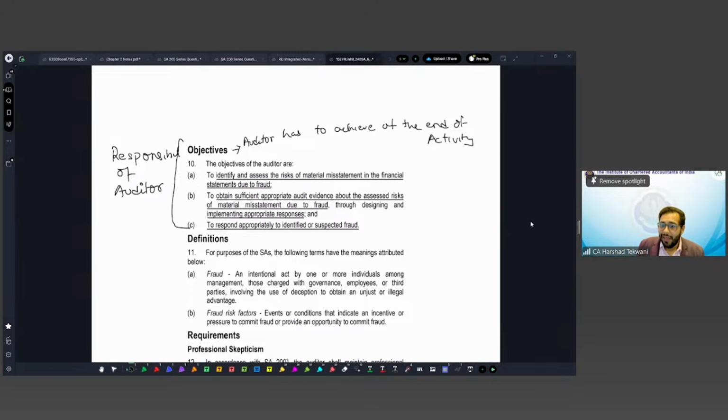Now to identify, you will do something. To obtain, you will do something, and to respond, you will do something. And that we are understanding as of now. So first, to identify and assess the risk of material misstatement. To identify, as I told you, when you start the audit, what you will do with respect to the fraud, you will inquire with the management. That is the first part.